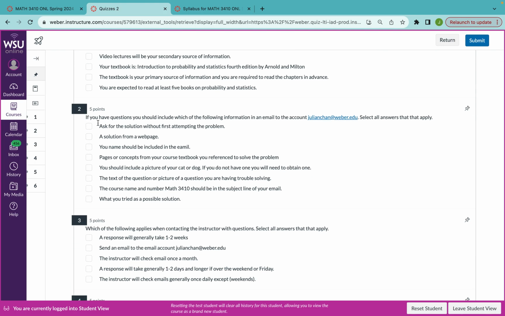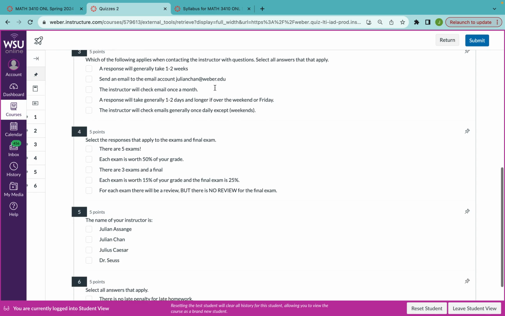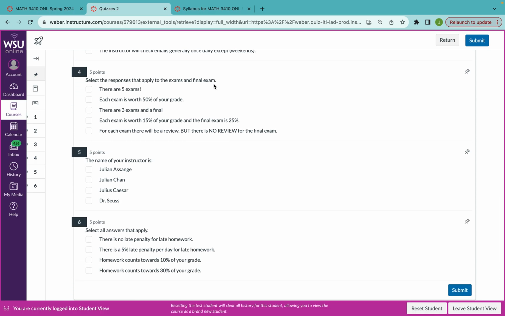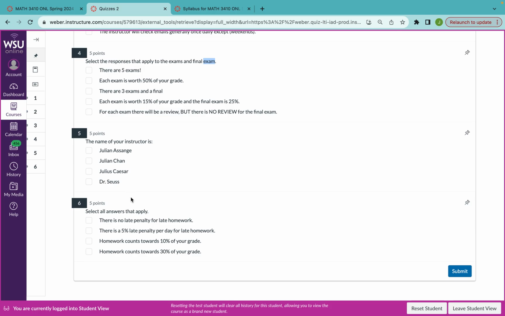So the second question is, if you have questions, you should include which of the following information in an email to this email, and select all answers that apply. Question 3 asks which of the following applies when contacting the instructor with questions. Okay. So additional questions about the course are in questions 4, 5, and 6. And you can take notes on your syllabus when you answer these questions.